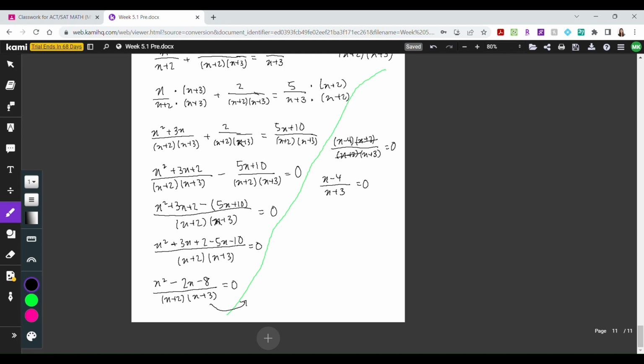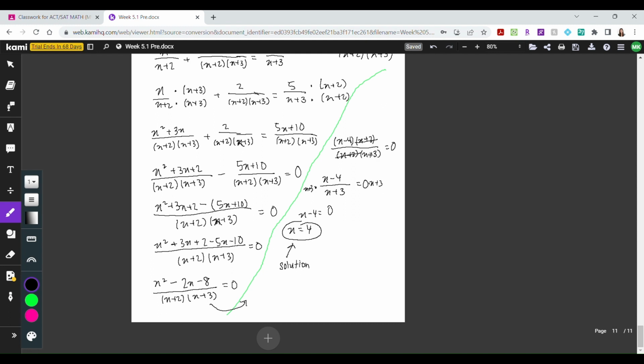Now, in order to find my solution, I'm just going to multiply both sides by x plus 3 because I want to get rid of the fraction. That will give me x minus 4 equals 0. Solve for x: x equals 4. So this would be my solution.